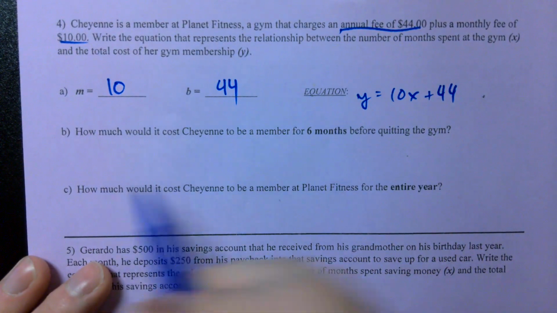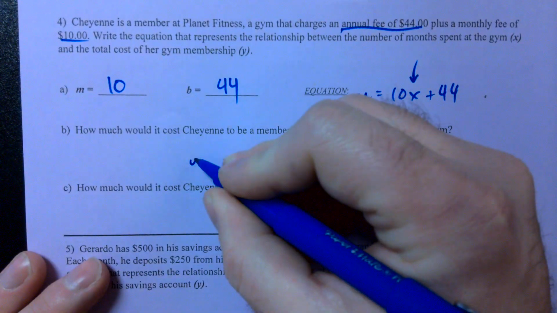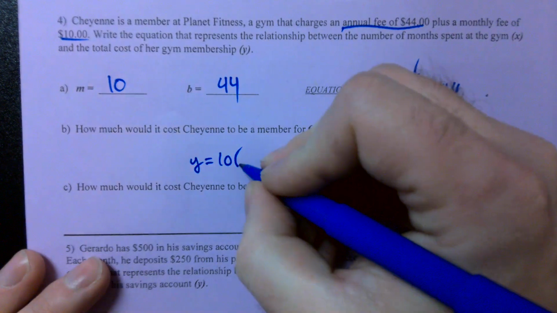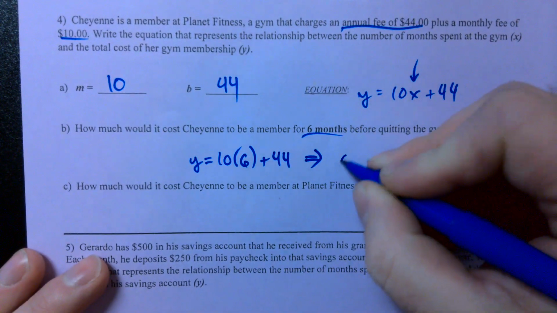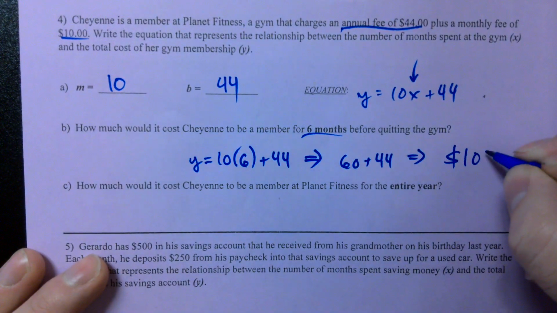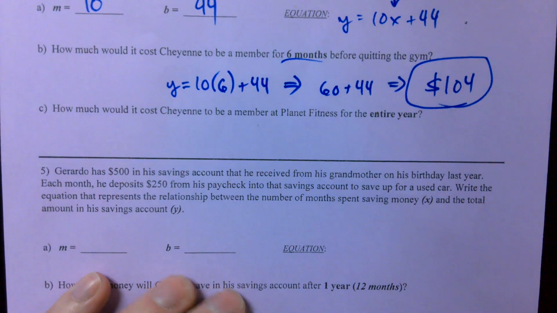Good. If I want to know the cost after 6 months, where am I going to plug the 6 into? What letter should I replace with 6? X. What's 10 times 6? 60. And what's 60 plus 44? 104. So for 6 months, my total is $104.